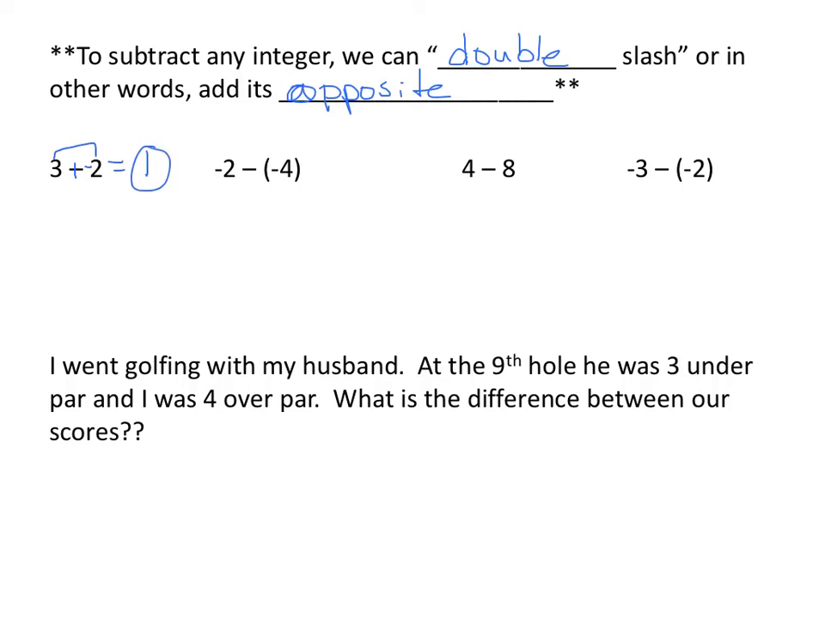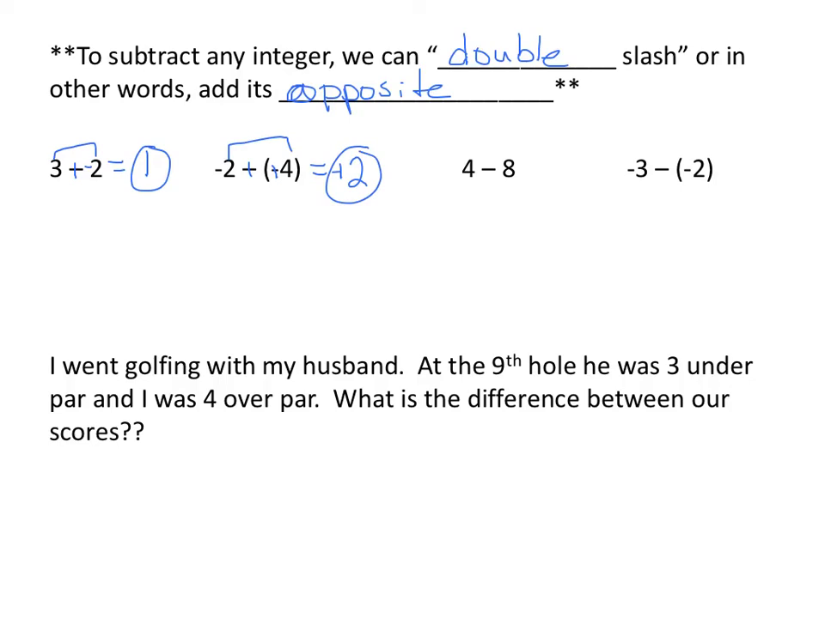Negative 2 minus negative 4, first slash. Second slash makes the negative into a positive. Now we have negative 2 plus positive 4. Different signs, find their difference. 2, 4 is bigger, so it would be positive 2. Now you're not always going to have to double slash. Sometimes you're just going to be able to reason things out, and that's okay too, but just being aware that that's another way you can do it.